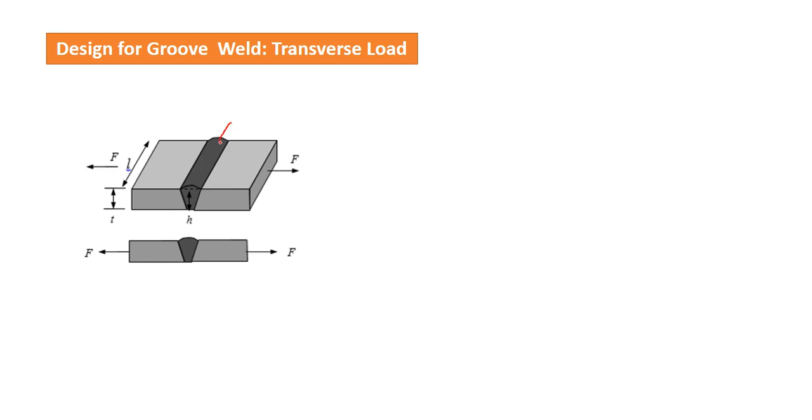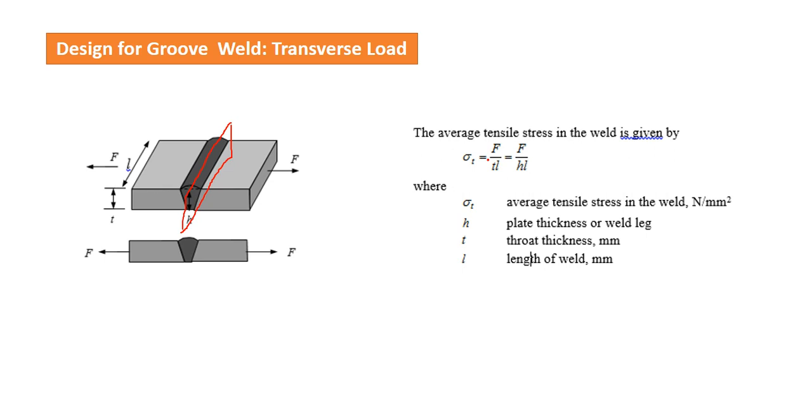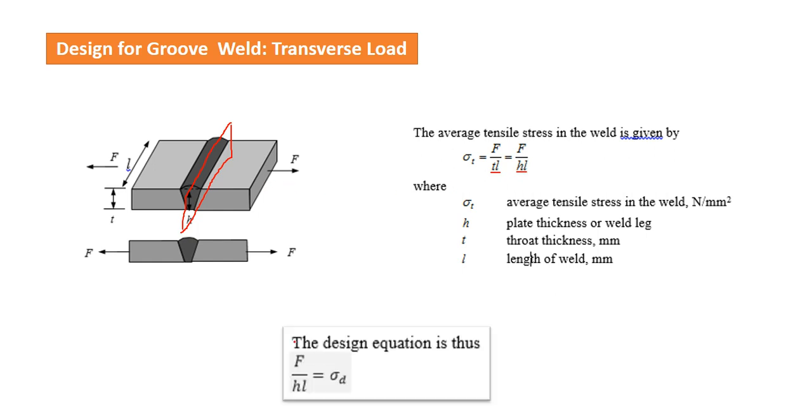We assume that failure takes place on a plane which is passing through the throat thickness, where the resistance is minimum. So in this case, the normal stress will be there because the load is acting transverse to this and normal to the plane of failure. So that is why this normal stress will be there, given by F divided by T into L, where T is equal to H in groove weld. So our design equation is maximum stress should be equal to design stress. This design equation we can use.